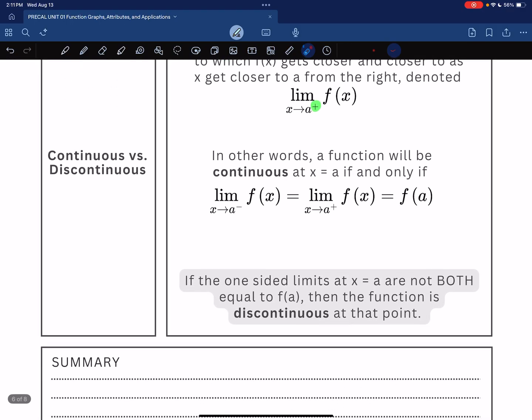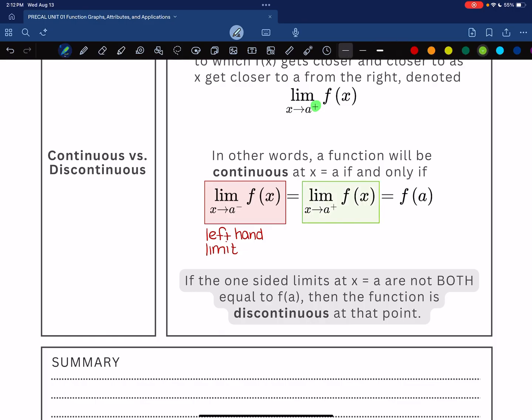So in other words, how do we know if it's continuous or discontinuous? A function is only going to be continuous at some value of x if and only if what is indicated right here with this statement, this statement right here, is the left-hand limit. And next, this little statement right here is the right-hand limit.